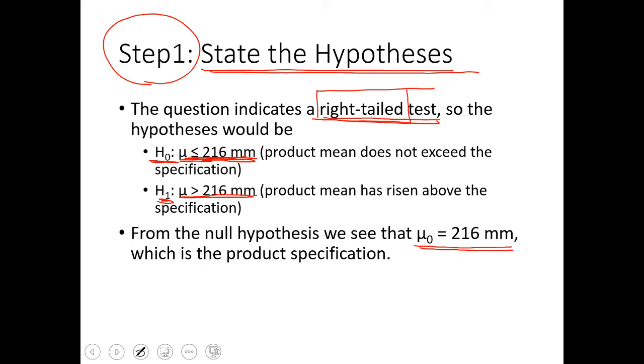We have to decide whether the question is a right-tailed test, a two-tailed test, or a left-tailed test. We specify that this is the right-tailed test, and this is our null hypothesis and our alternative hypothesis.